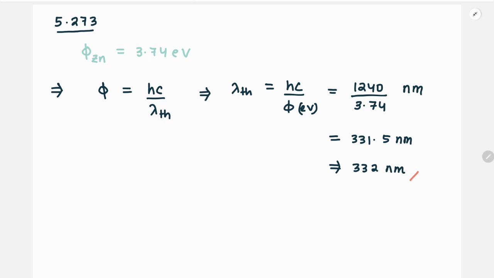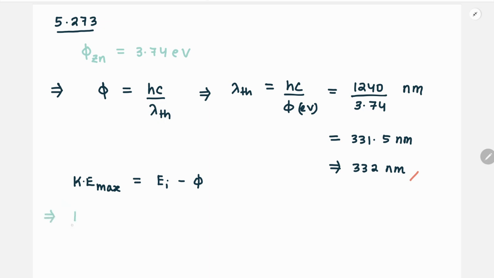Now it is asking us to calculate the velocity of the photoelectrons liberated from the surface. So over here we can say that for the photoelectric effect, the maximum kinetic energy of the emitted photoelectron is equal to incident energy minus work function. So we subtract the value of work function from the incident energy. The incident energy in this problem corresponds to 250 nanometer.